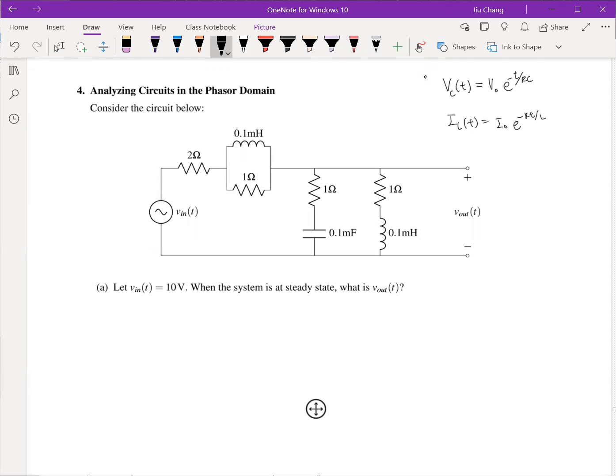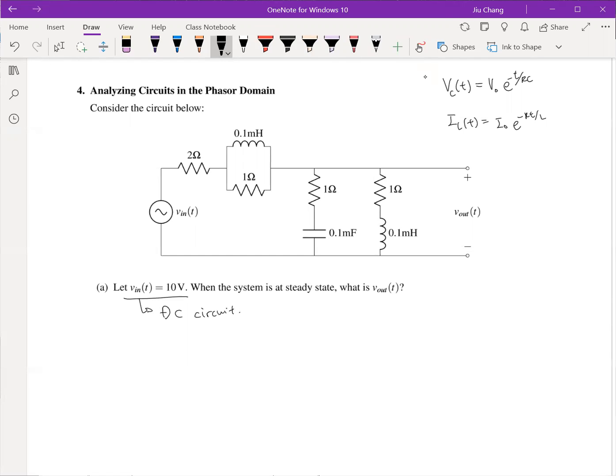So assuming that you already had an intro on phasors, I will just continue with the problem. So here we first look at a problem where our input voltage is 10 volts. Well, 10 volts means that this is a DC current, a DC circuit.